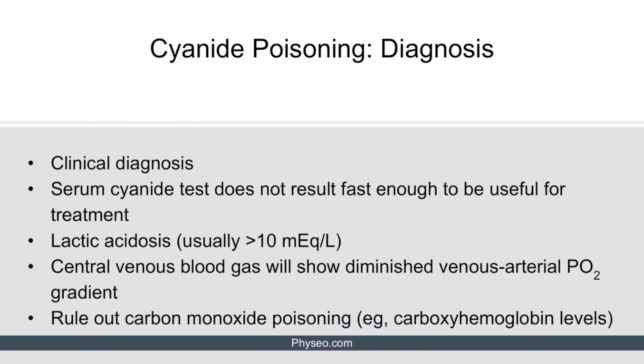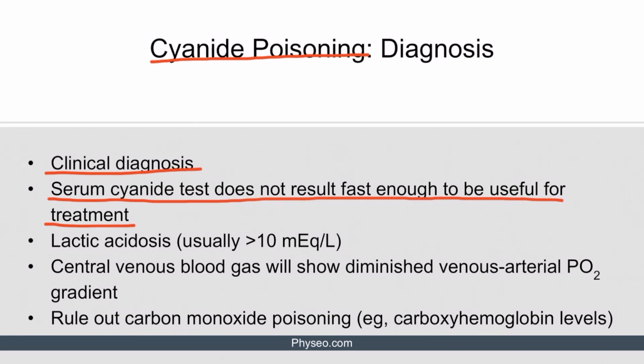As was the case in the question on the previous slide, cyanide poisoning is typically diagnosed based on high clinical suspicion in the setting of potential recent exposures to cyanide. Though a clinician can order a serum cyanide test, it does not result fast enough to be useful for treatment. Therefore, it's important to treat cyanide toxicity based on high clinical suspicion alone. If labs are drawn, a finding of lactic acidosis would be consistent with cyanide poisoning, as patients rapidly generate lactic acid in the setting of impaired aerobic metabolism.